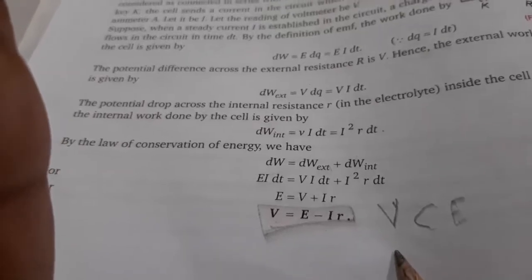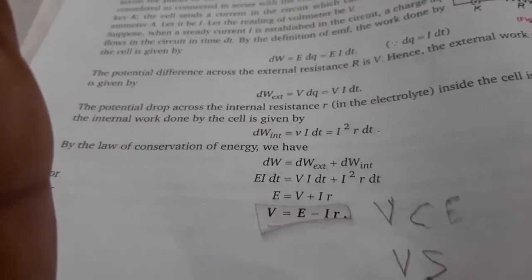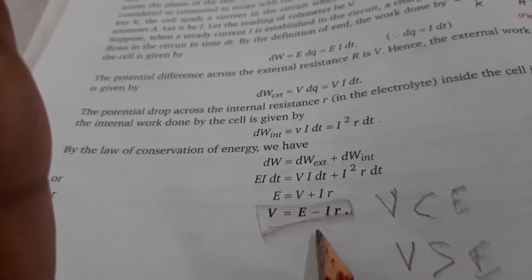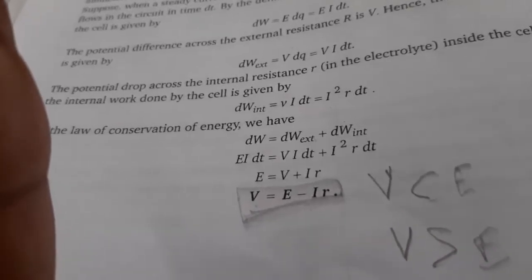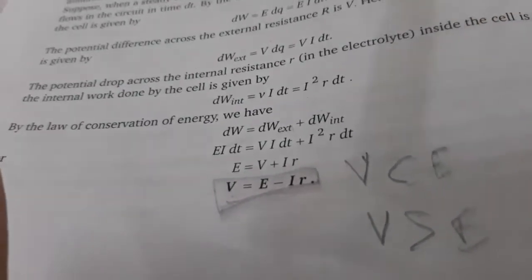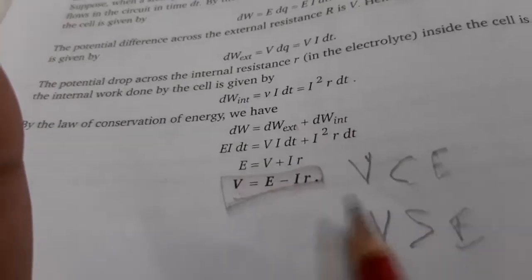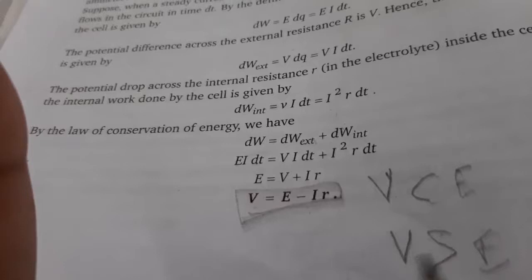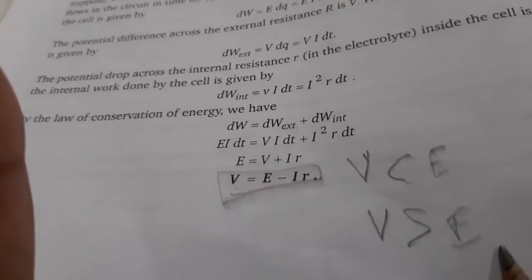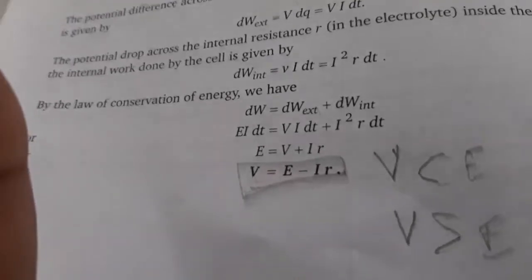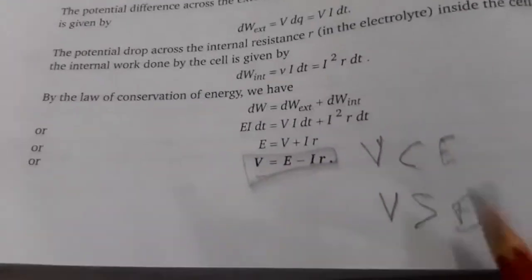And when the cell is charging, V is greater than E. In that situation, only replace this negative sign with a positive sign. So always remember, when the cell is discharging, the terminal potential across the plates is less than its EMF. And when the cell is charging, the expression will be V is equal to E plus IR, and the potential difference must be greater than the EMF of that cell. So we have proved the relation between terminal potential and EMF of the cell.